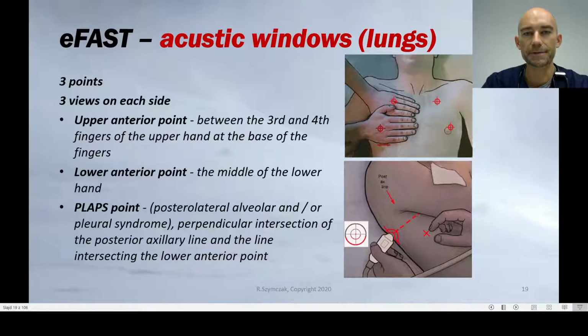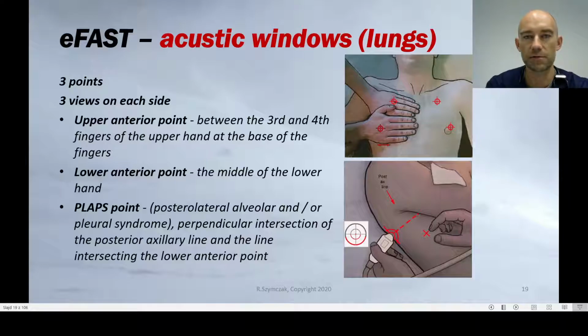So now a few words about the extension of the FAST examination. The examination of the lungs. What type of acoustic windows do we have in the ultrasound of the lungs? We've got 3 points on each side, so 3 views on each side.